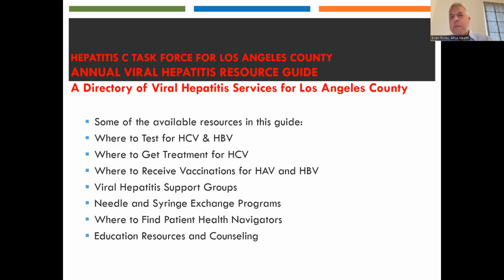And our directory, as I mentioned, just some of the resources that are available in the guide. We provide a whole section on where you can get tested for viral hepatitis, where you can get treatment, and where to receive vaccinations for Hep A and Hep B, viral hepatitis support groups, needle and syringe exchange programs, where to find patient health navigators for linkage, or to help somebody just through the treatment process, and education resources and counseling. Next slide.